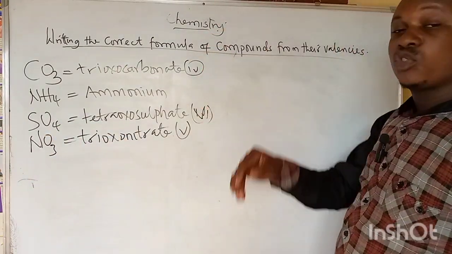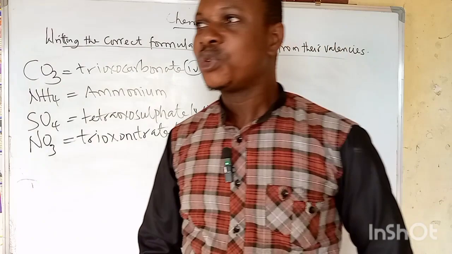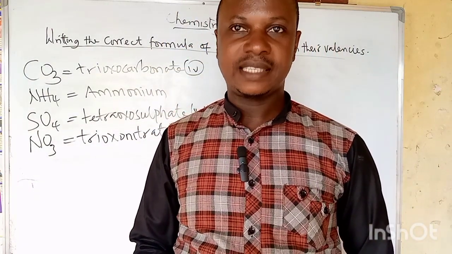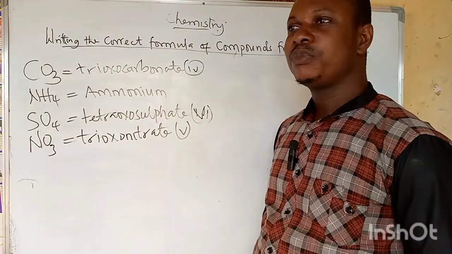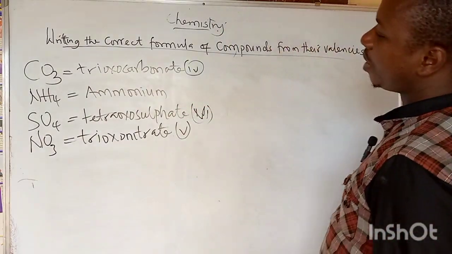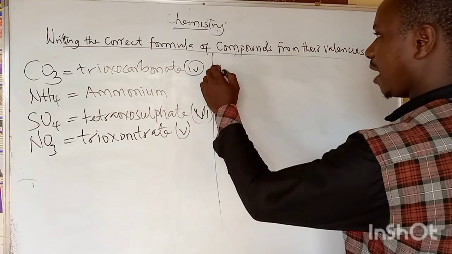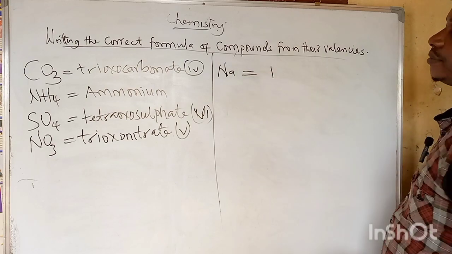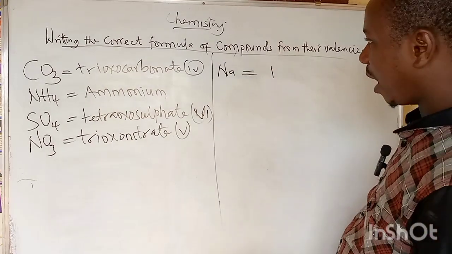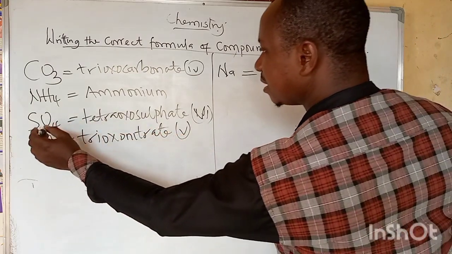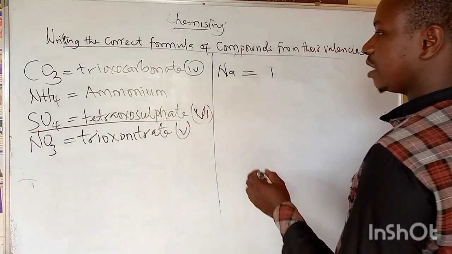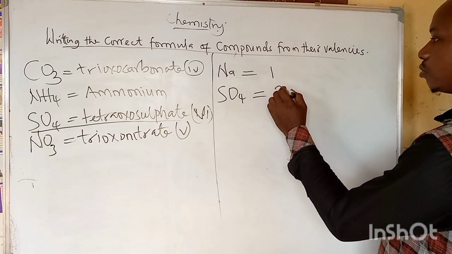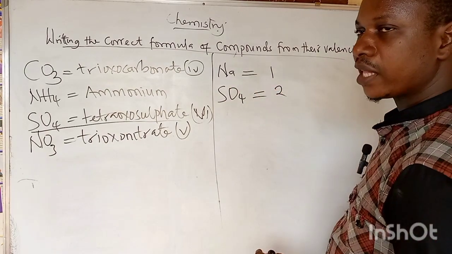Now, assuming that you are told to write the formula of sodium tetraoso sulfate 6. So, sodium tetraoso sulfate 6. Everyone here knows that sodium is Na, that is the symbol, and its valency is 1, or its oxidation number is +1. Now, tetraoso sulfate 6, which is SO4, its valency is what? 2.